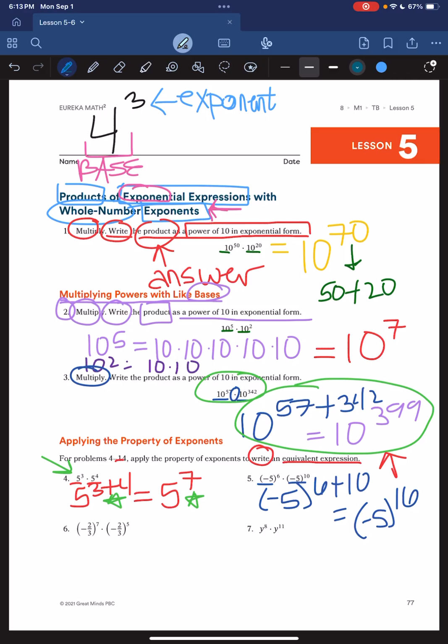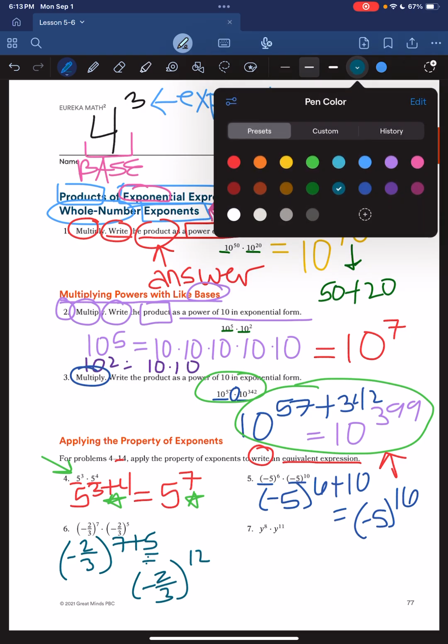Number 6, notice this one has negatives and fractions. Anytime you see a negative or a fraction, we definitely want to keep those in parentheses. It just makes things a little bit easier to deal with. Add those exponents, and this would be equal to (-2/3) to the power of 12. Perfect.